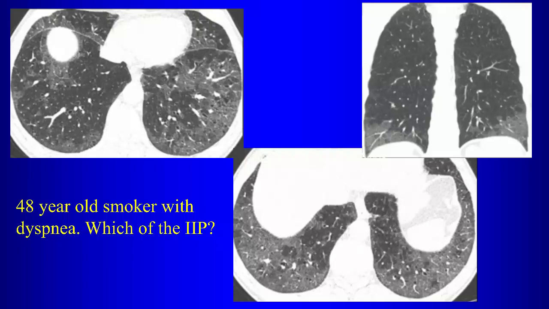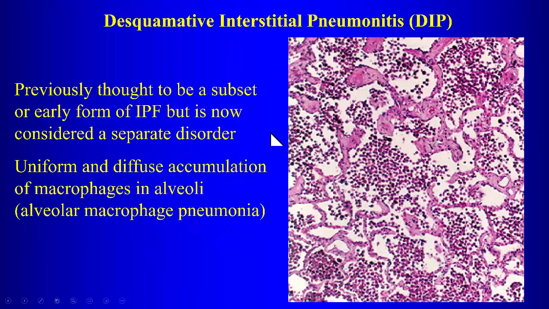All right, DIP, desquamative interstitial pneumonitis. That can be found in smoking. It's really a misnomer in terms of the terminology, because when Liebow originally described this, he thought that these cells filling the alveolar spaces were desquamated pneumocytes. It turns out they're not. They're really macrophages that are recruited to the lung as some kind of reaction to smoking.